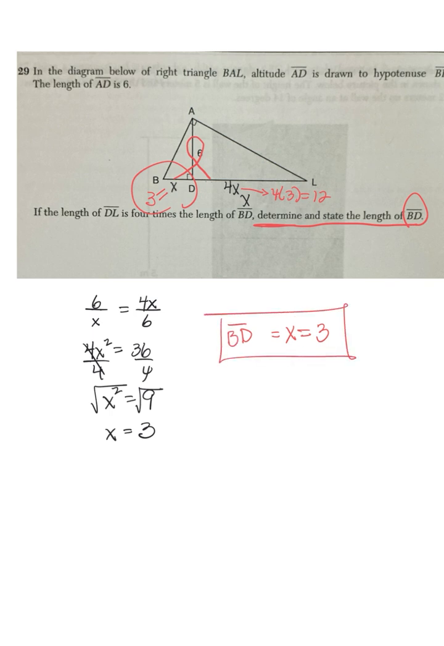Now, just be a little bit careful because I haven't even read the question yet, but that's saying that this right here is 3, and then this right here is 4 times 3, which would be 12. Now let's read what it says. Determine and state the length of BD. Okay, and BD is just that right there. So your final answer is X equals 3, or you could say BD equals 3. That's up to you.